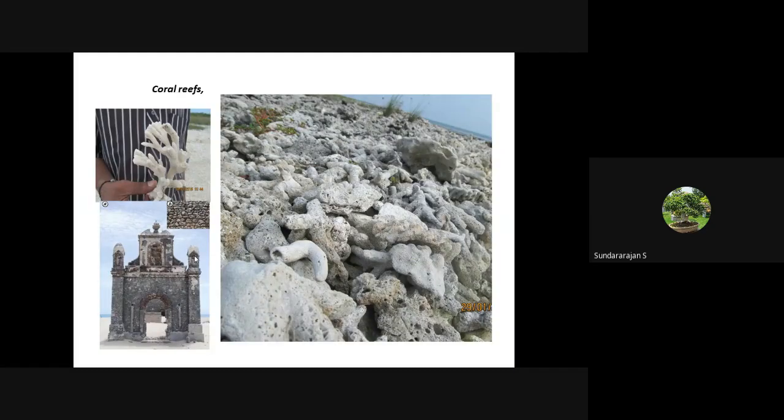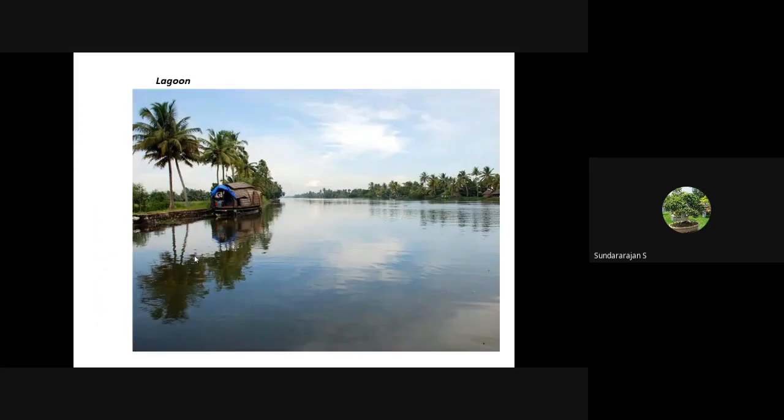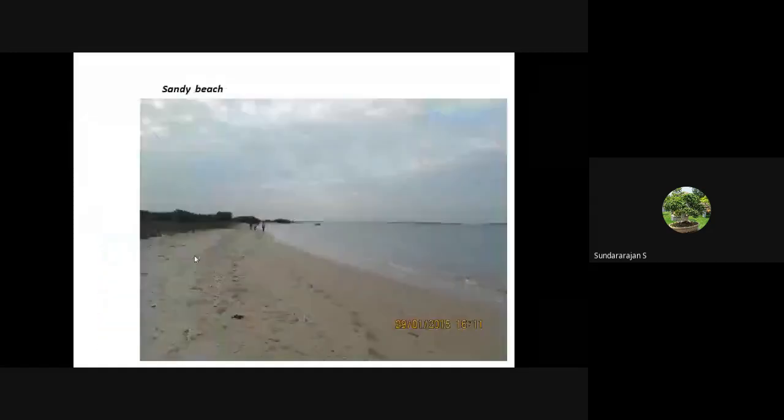Possibly. As you know, coral reefs are in the marine environment. They protect against coastal erosion also, and they are very high bio-resources, particularly as habitat for various endemic species in the coral reef areas.